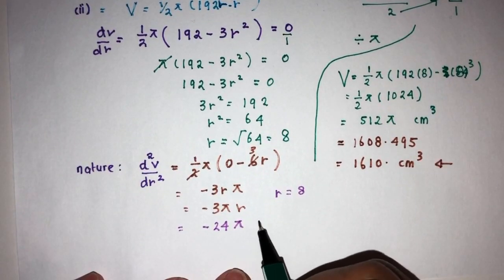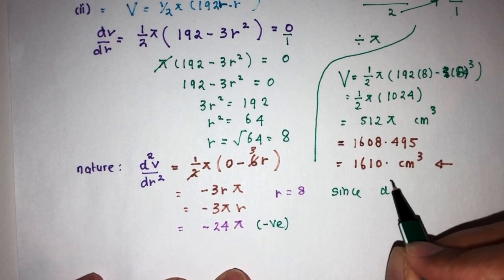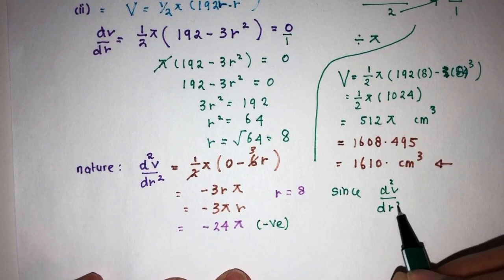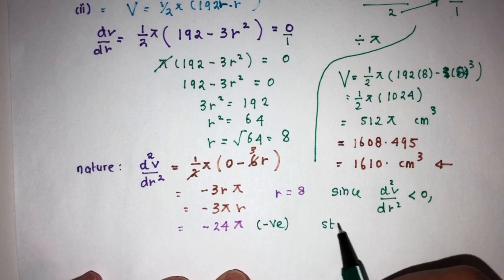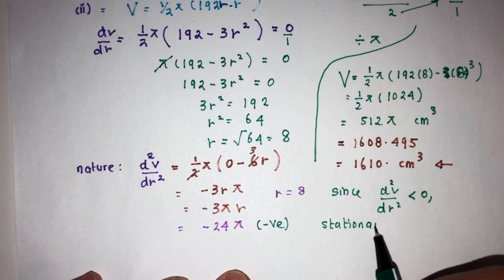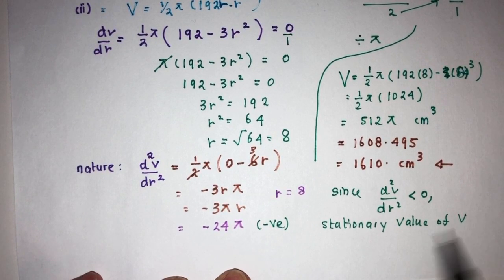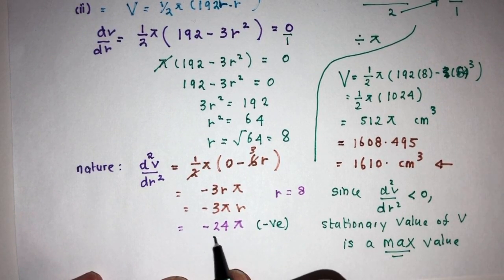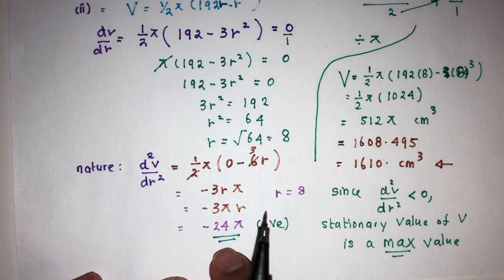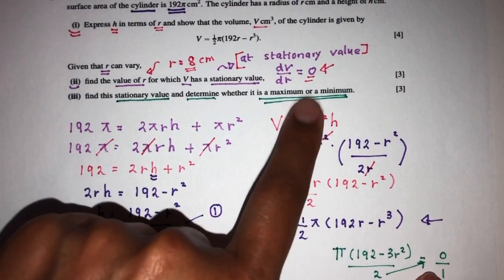So here we have this. We realize this is a negative value. So since d2v, or the second derivative, is a negative value, we know that the stationary value of v, which was found to be this, is a maximum value. So that's the main idea here. So once you find out this is negative, it means it is a maximum value. If it was positive, it will be a minimum value. So we have to know this for this kind of finding the nature problem.